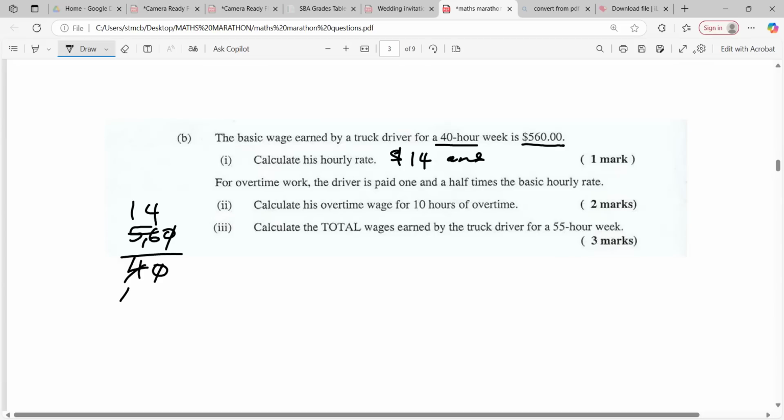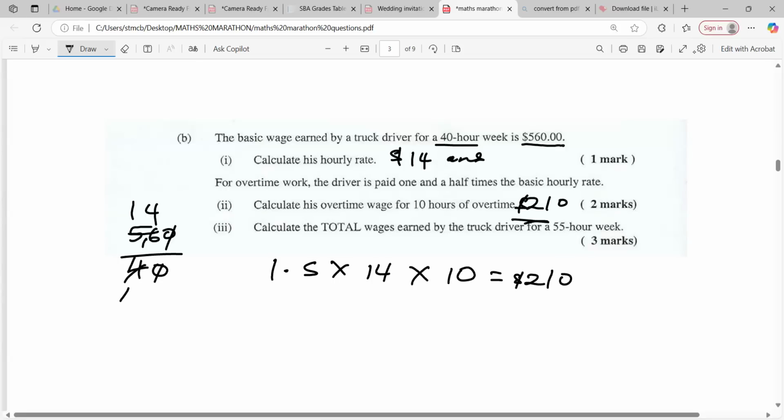Alright, cool. For overtime work, the driver is paid 1.5 times his hourly rate. Calculate his overtime wage, so it would be time and a half. You can just multiply it by 1.5, right? 14 times 1.5, times the 10 hours. Just punch it in a calculator. So it'll be $210. And you get 2 marks for that. That's not bad at all. Nice 2 marks there.